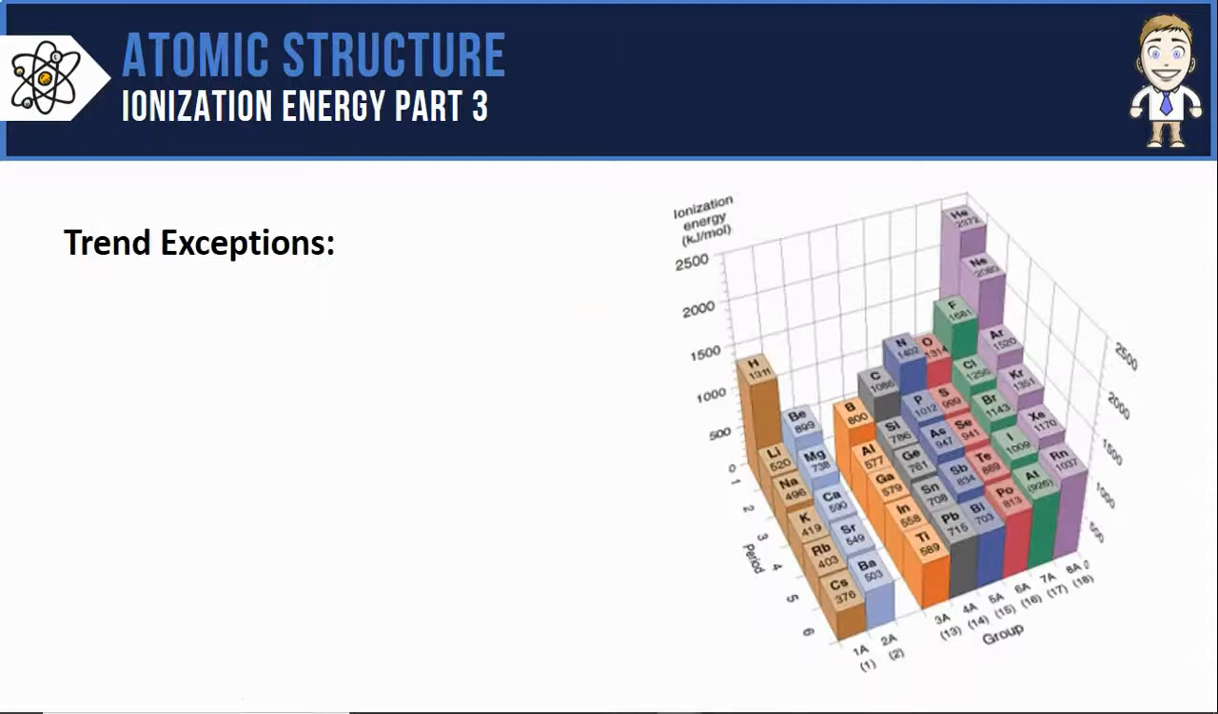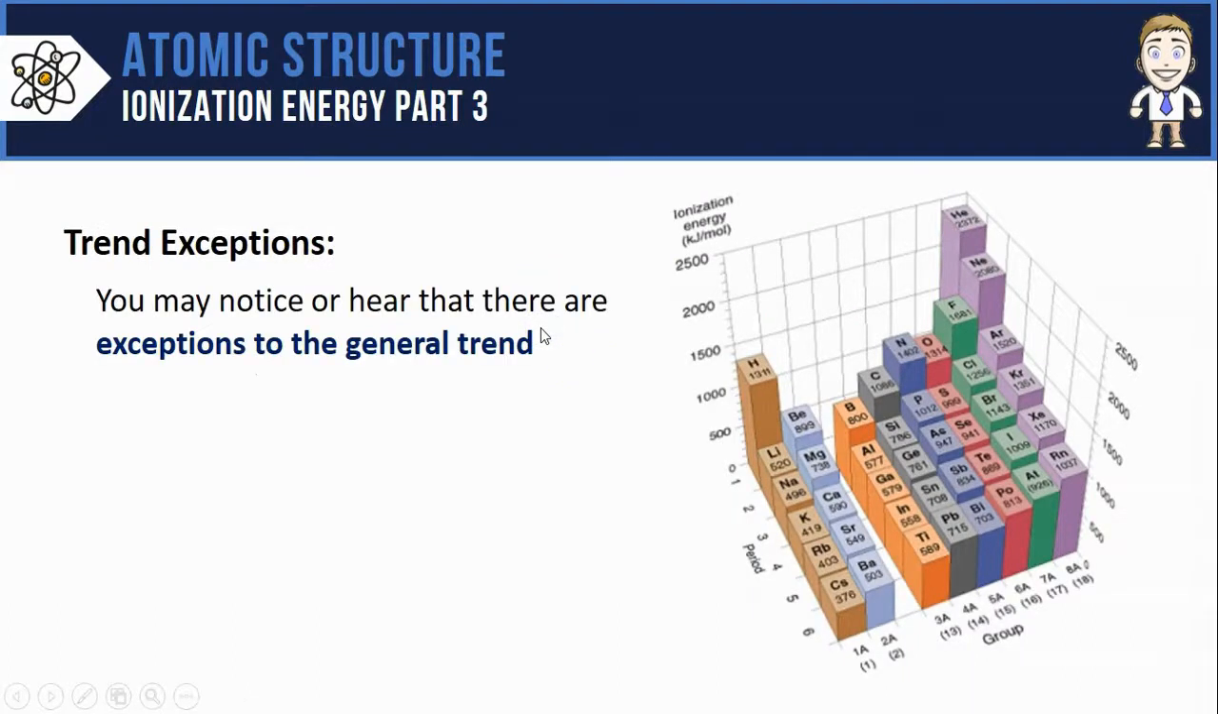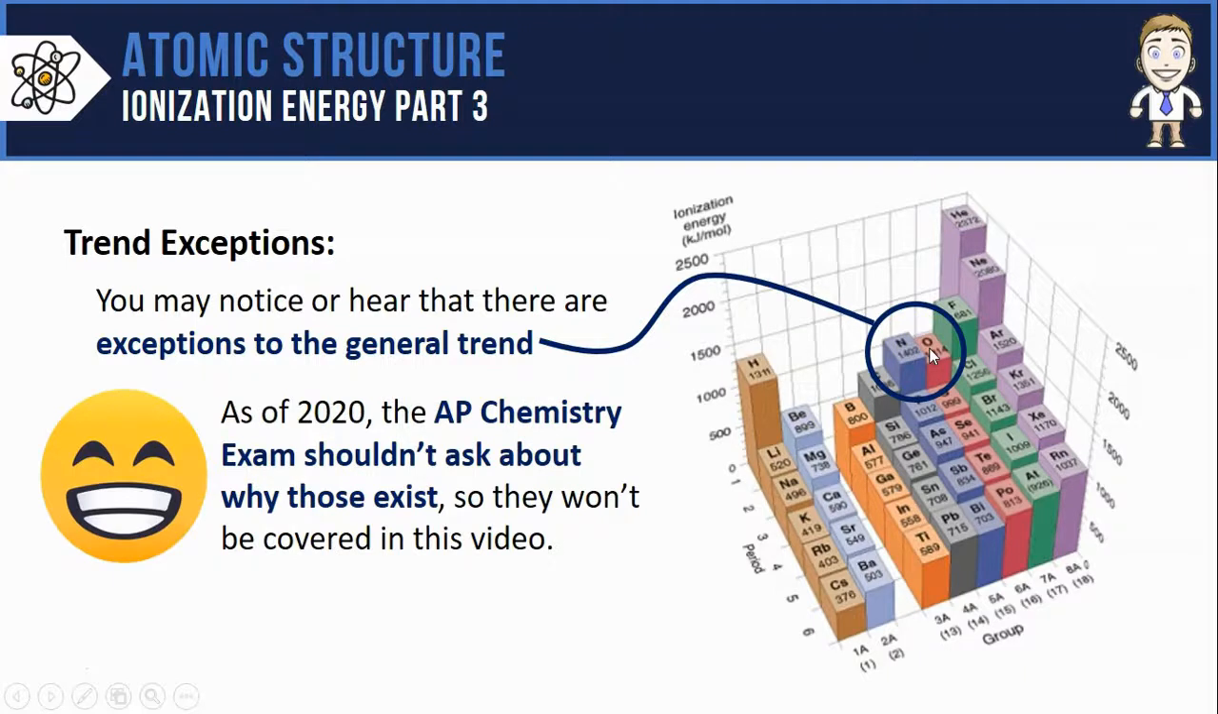So those are the general trends, but like always in chemistry, there's lots of exceptions, and you might already know about some of those. A common one is the increasing trend across this first row is true, except for a slight decrease between nitrogen and oxygen. The good news is that as of 2020, the AP Chem exam shouldn't ask you about why those exist, so we're not going to cover them in this video.